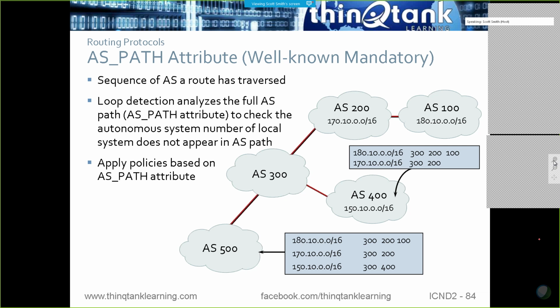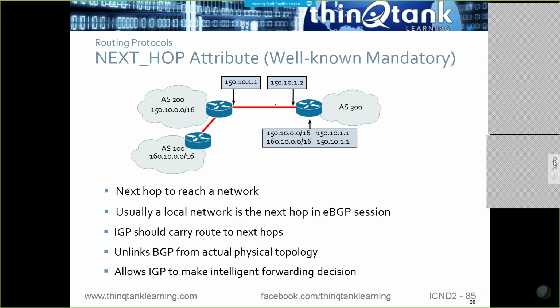Okay, another attribute is called the next hop attribute. This is also a well-known mandatory attribute. Essentially, the next hop is exactly what you would expect it to be. It's what address do I use to get to a destination? Now, there are a couple of bullet points I want to point out here. The next hop to reach a network. If you look at the router that's connected to AS300, from its perspective, to get to the 150 subnet, where do I go? I go to 150.10.1.1. That makes sense, right? That's how you would expect the next hop attribute to work.